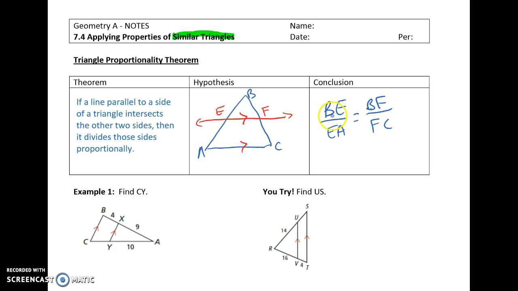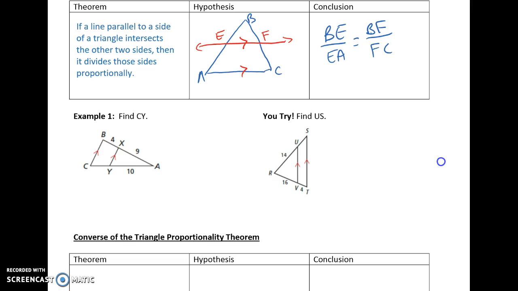We can conclude that the pieces of the entire side of the triangle are proportional. So BE over EA is going to equal BF over FC. All right. And you can see that we do create two similar triangles out of that. So we can see how the pieces of the sides are now proportional. So let's take a look at example one and try this out.